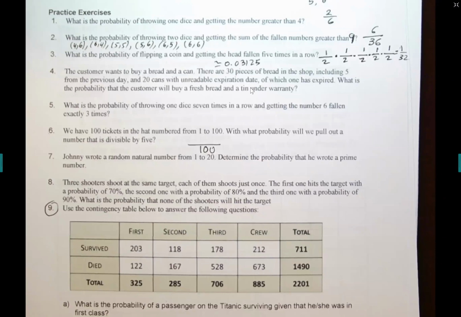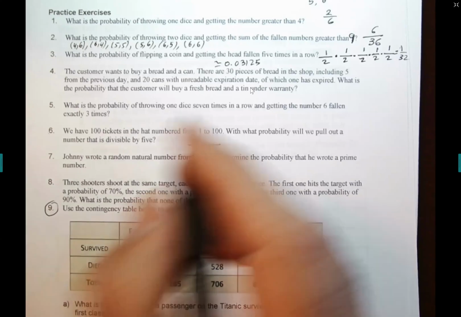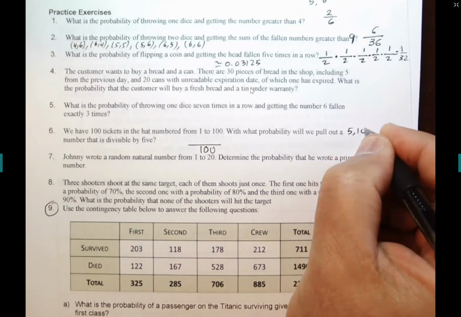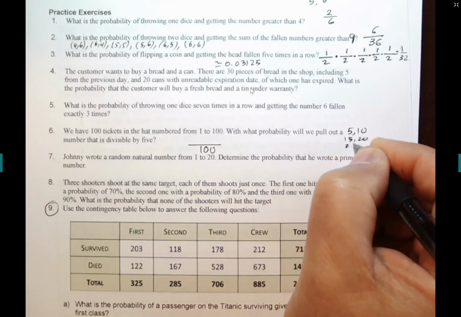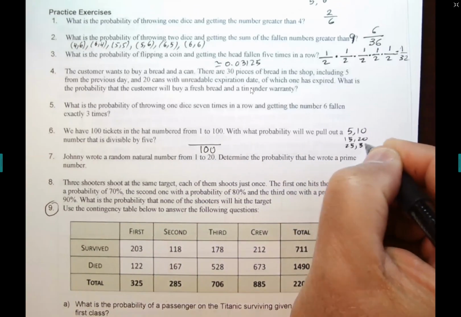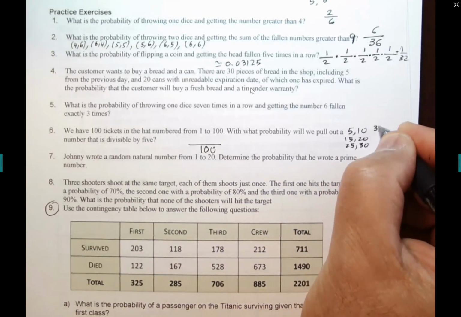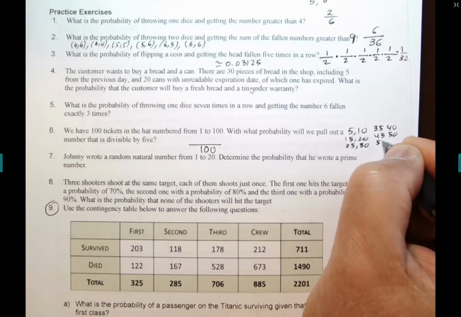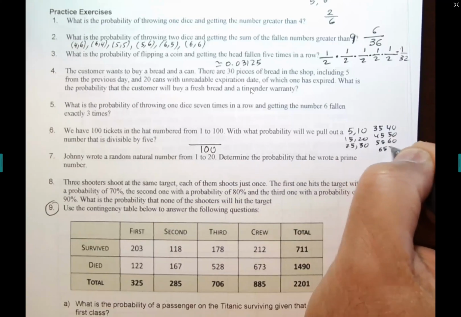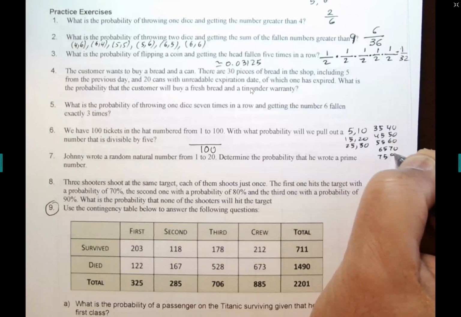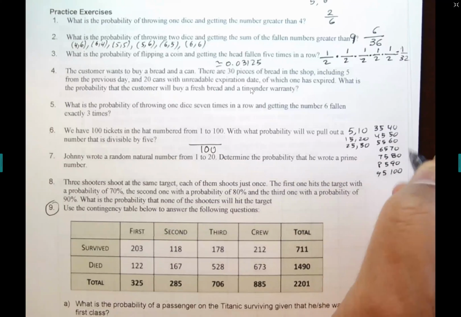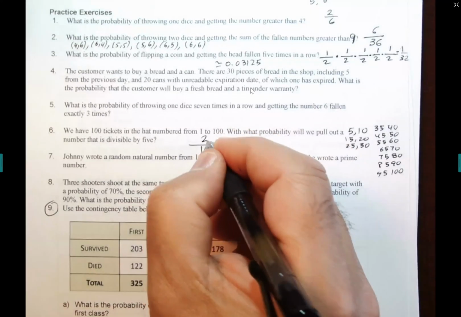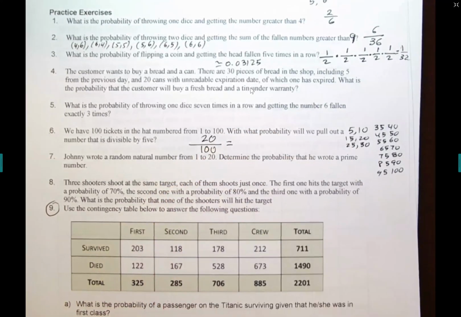Between 1 and 10, we have 5 and 10. Then 15 and 20. Then 25 and 30. Then 35 and 40. Then 45 and 50. Then 55 and 60. Then 65 and 70. Then 75 and 80, 85 and 90, 95 and 100. How many? 1, 2, 3, 4, 5, 6, 7, 8, 9, 10, times 2, 20. The answer will be 20 over 100.